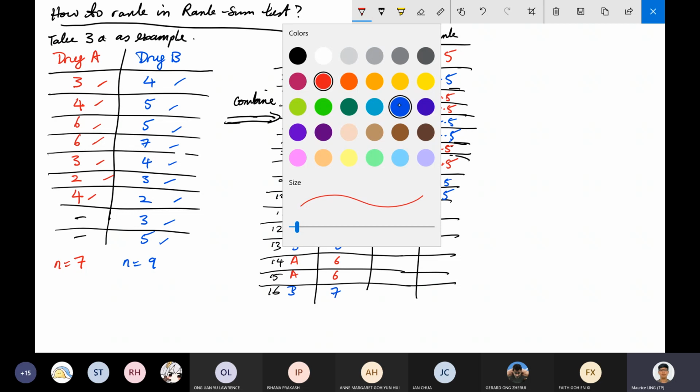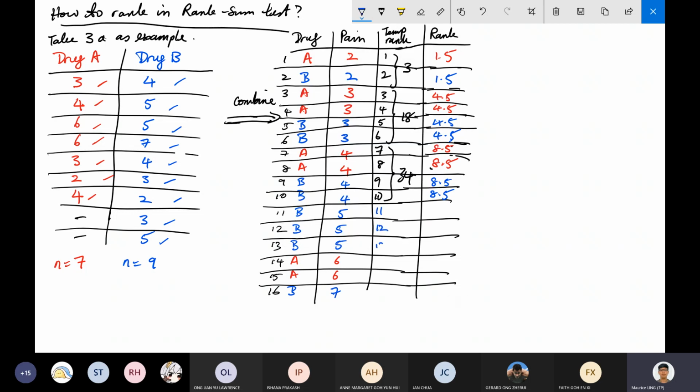Okay, then next, this is rank 11, 12, 13. 11 plus 12 plus 13 equals to? 36. So 36 divided by 3, I get 12. So this, I get 12. Then here, 14, 15, and here is 16. So 14 plus 15 is what? 29. Okay, 29 divided by 2.